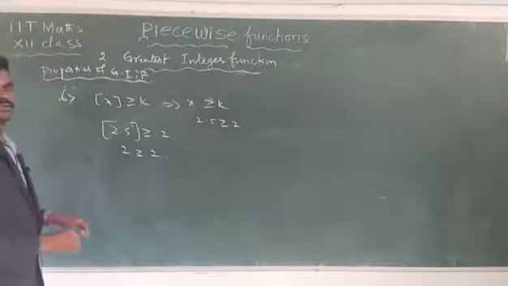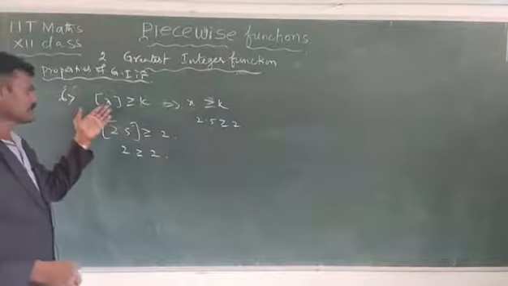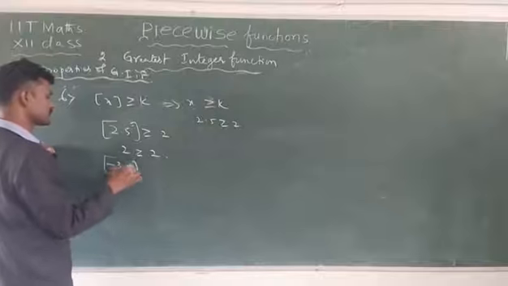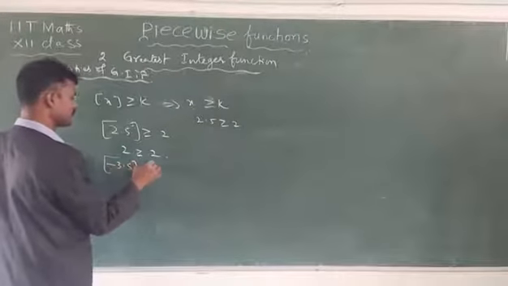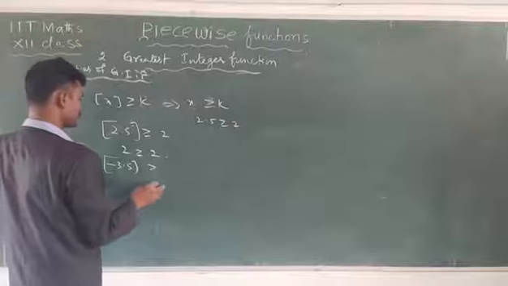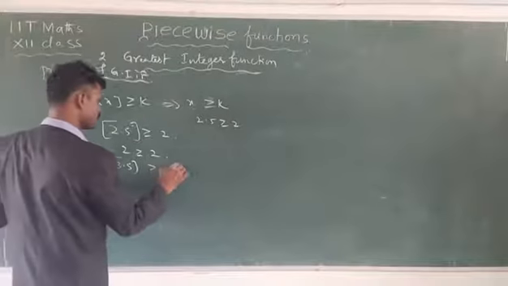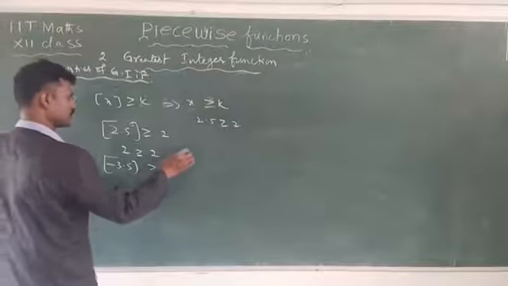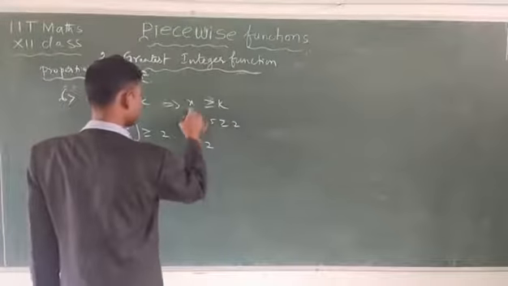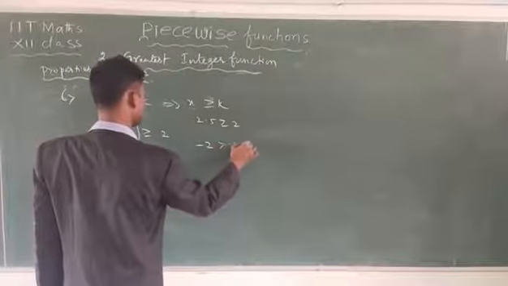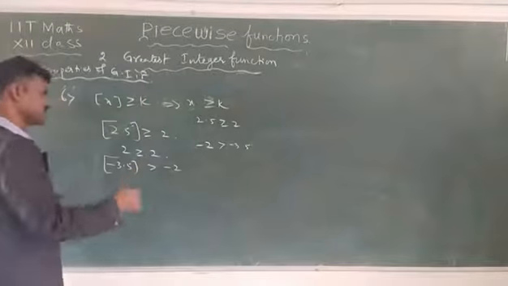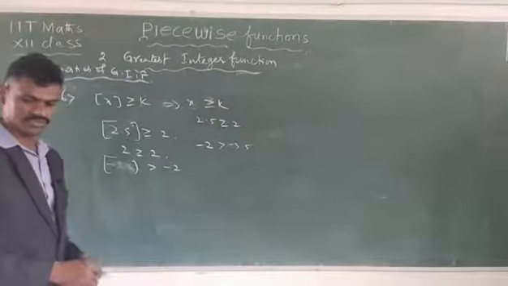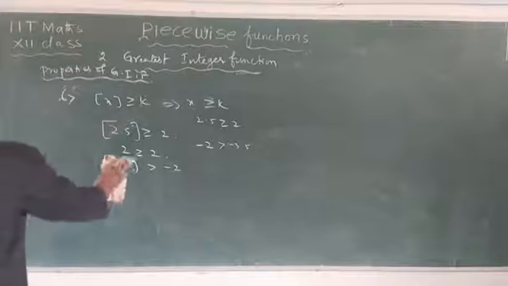Or otherwise you can take minus 3.5. Here, minus 2 is possible? This is not possible. Take x as minus 2 and k as minus 3.5, then this is also possible. Step of 2 is equal to minus 2. This is 2 is greater than 3, which is not possible.